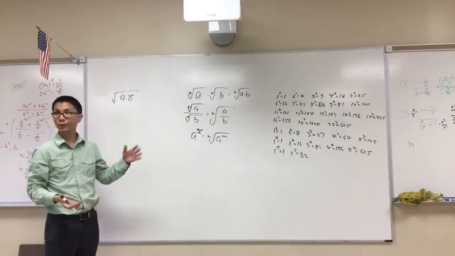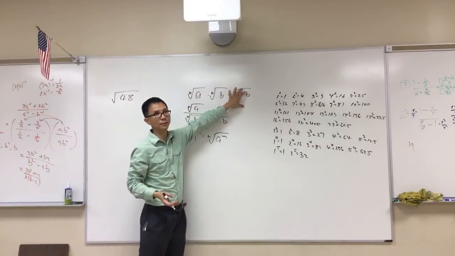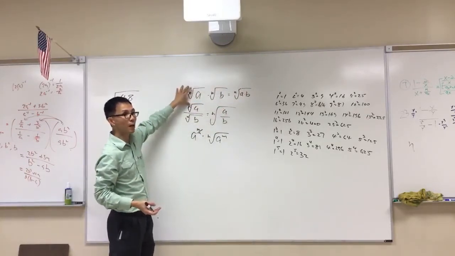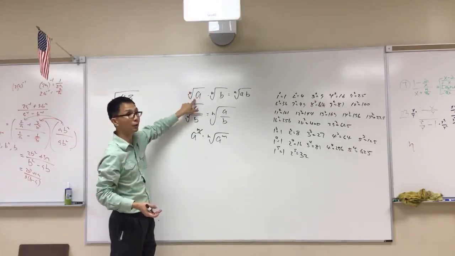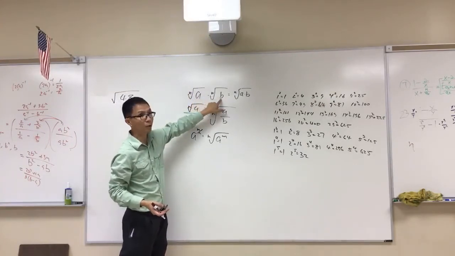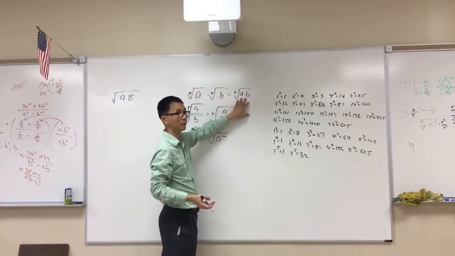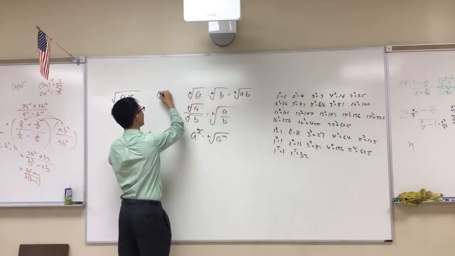So those are a few things that you need to know. But this one is actually more extensive than that. What I remember is this: outside by outside, inside by inside. Because you have 2 square root of 2 times 3 square root of 2, that's equal to 6 square root of 4. Okay, so you have to understand that. So this one I will say: inside by inside, outside by outside.